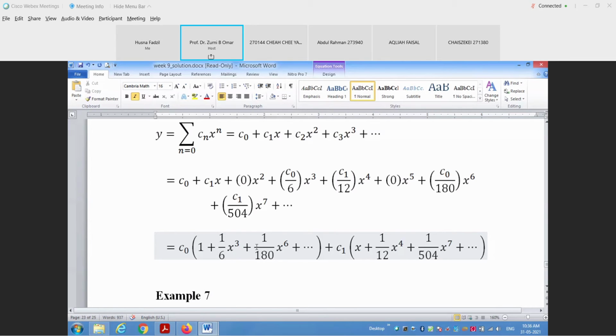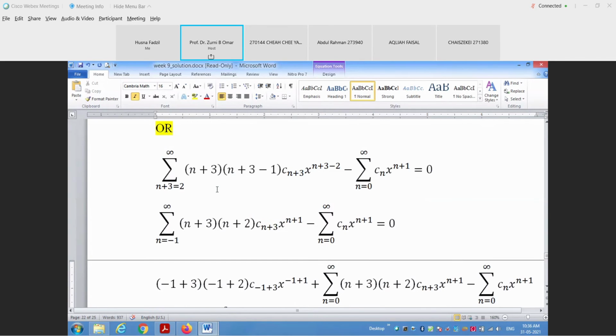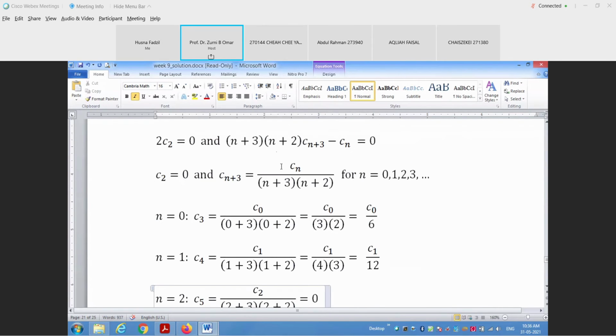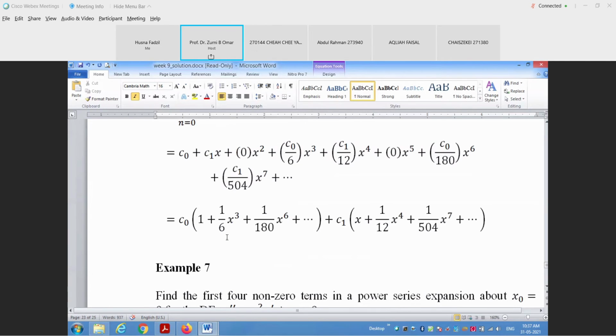So the point is that it doesn't matter which power you want to change to, the answer must be the same. The answer will be the same, although the terms here are different from the previous one, but they represent the same coefficients because the value of n here is changed as well. Before this we started with 1, now we start with 0. So we will get the same coefficients, and the same answer at the end.